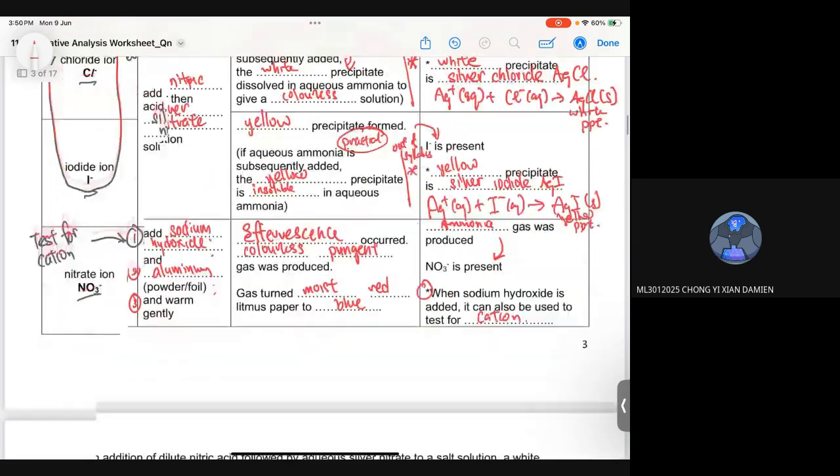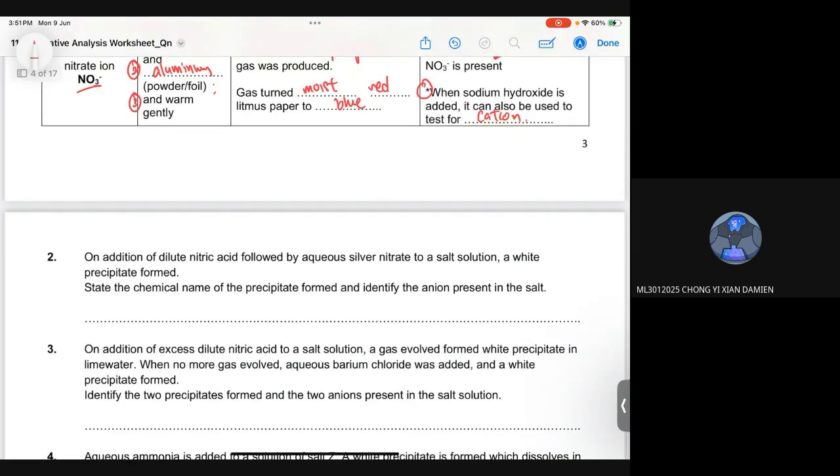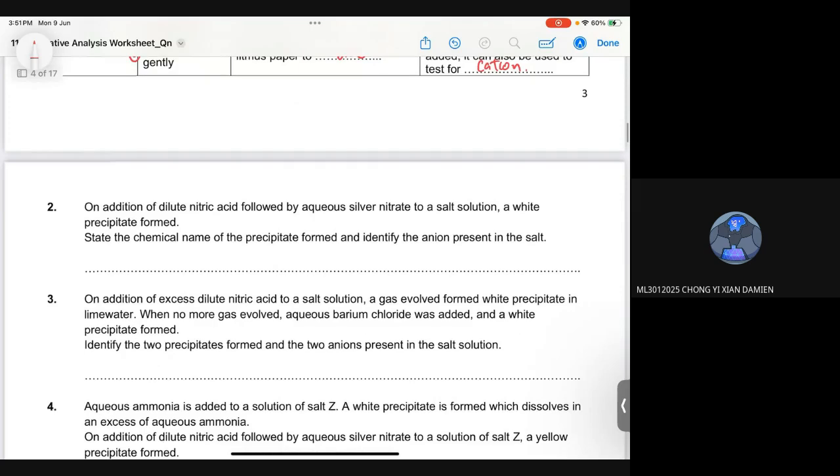Last part, ready. I'll finish up with this worksheet. Once this worksheet is done, we will end off here. The next lesson will carry on with the test for gas and so on. Okay, so this one here, let's get a bit more active in the chat again.